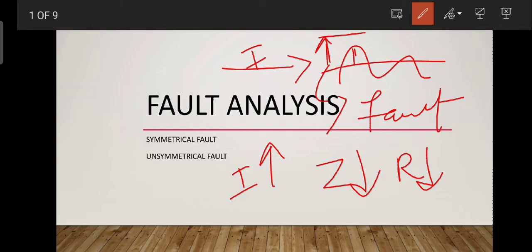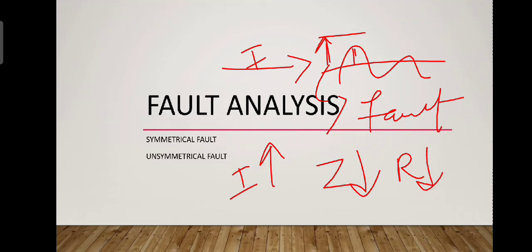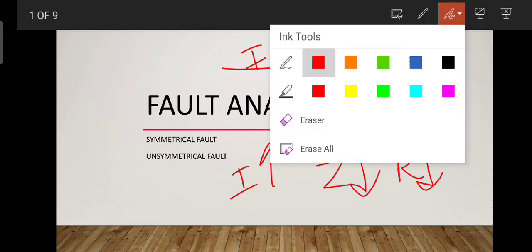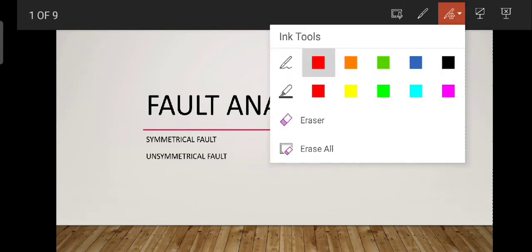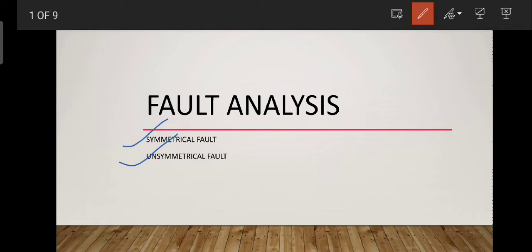So there are two types of fault, symmetrical fault and asymmetrical fault. Before going to all those symmetrical and unsymmetrical faults, let us know a brief idea of what a symmetrical fault is.